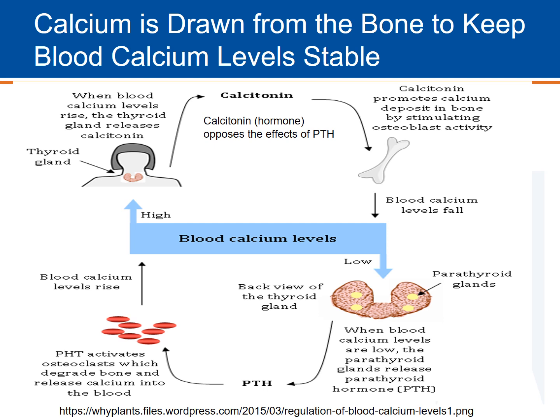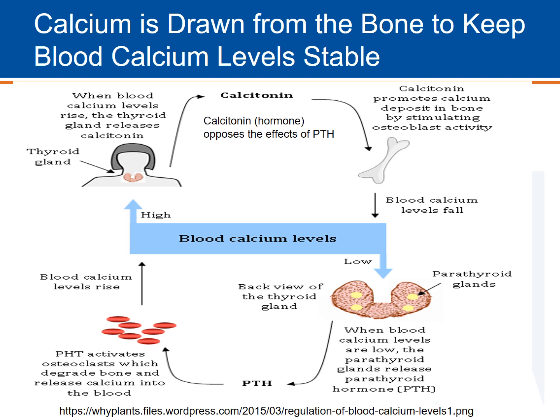This diagram shows the whole picture of how blood calcium levels are tightly regulated. So far, we focused only on what happens when blood calcium levels go too low, because that's when the parathyroid hormone stimulates osteoclasts to degrade the bone and release calcium into the blood. And that's the process that contributes to osteoporosis.